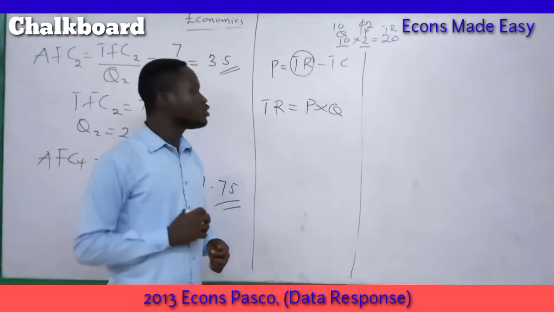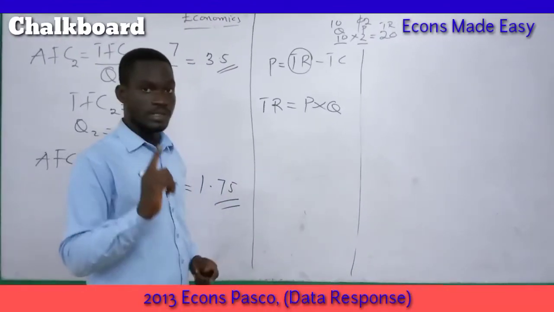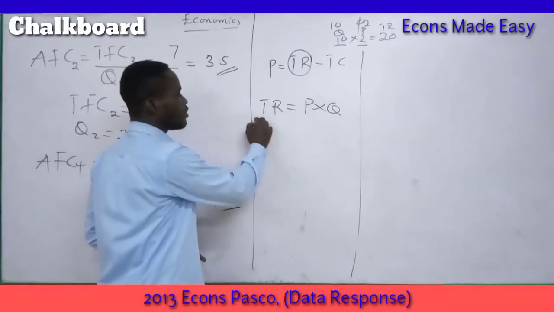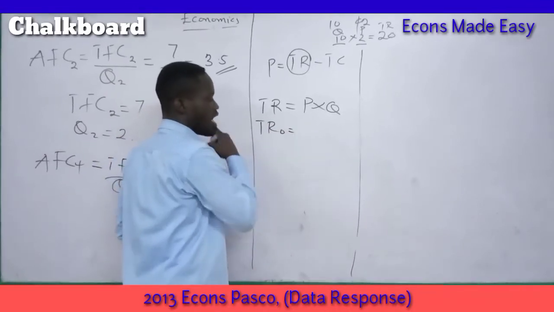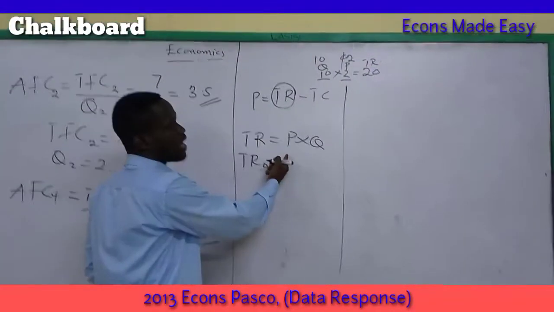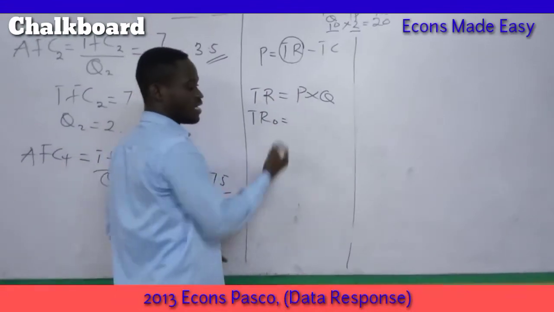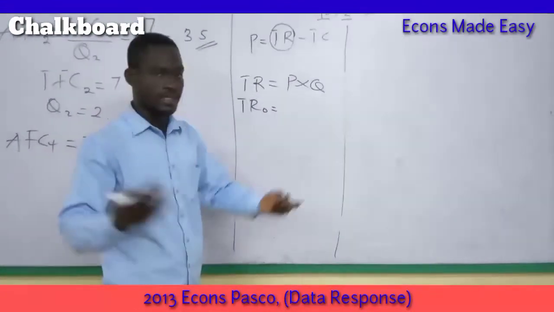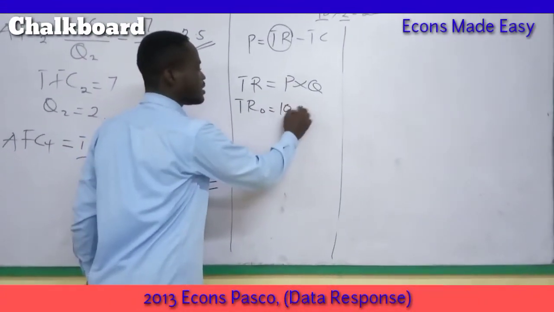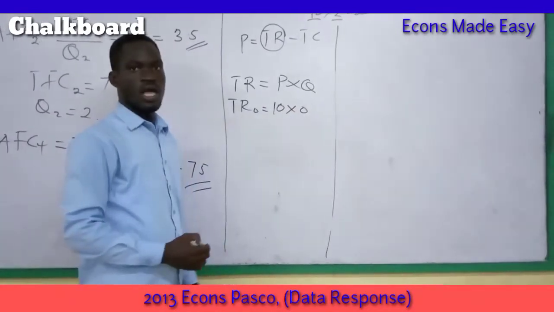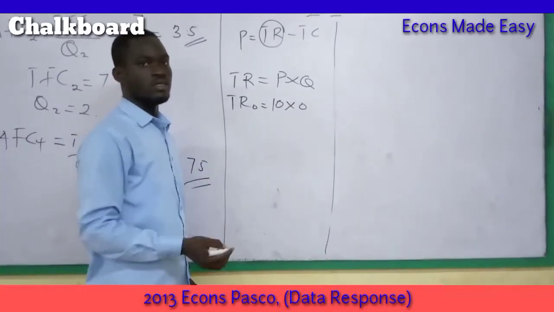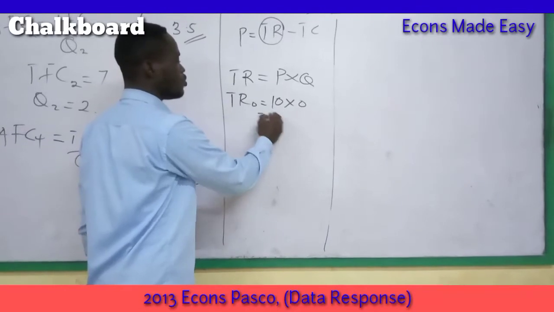So now we are going to look for total revenue of output 0. So we start from total revenue of output 0. And our total revenue, we know our price already to be what? 10. It was given to us in the question. And so 10 times what? 0. And what are we going to get? 0. So our answer is going to be 0.